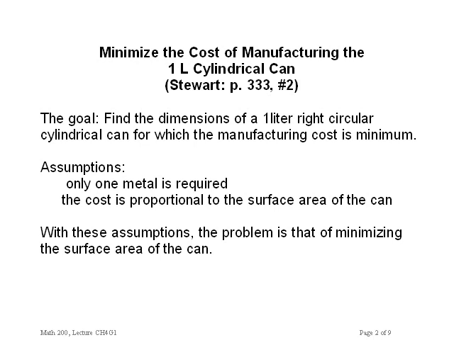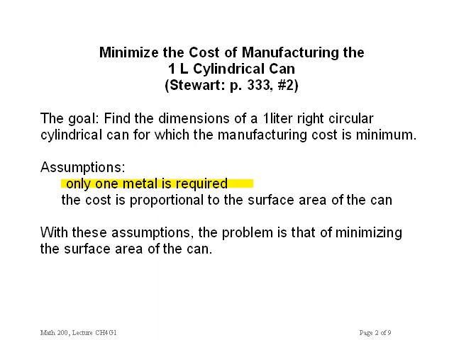Okay. The goal here is to find the dimensions, that would be the height and the radius, of this 1 liter right circular can for which the manufacturing cost is the minimum. We're going to make some assumptions. First, we assume that only one metal is used. This may not hold true. Perhaps you use a different metal for the top and bottom of the can. But for the purposes of this problem, we'll only use one metal.